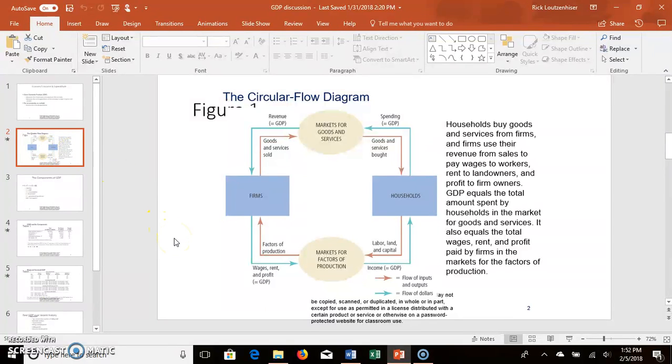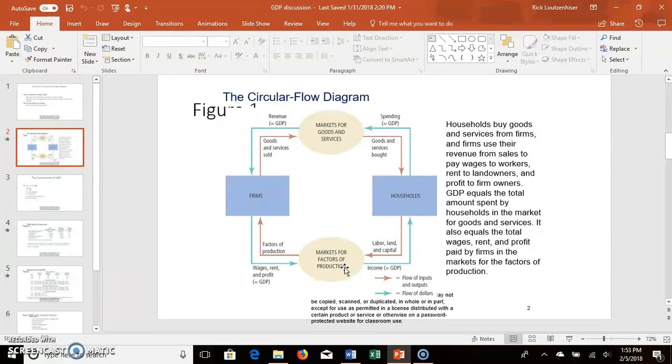And I want to pick a starting point. I'll pick firms. Here are the firms that make products and provide services in an economy. They purchase from the factors market, factors of production market. They purchase labor, land, and capital. Okay, capital is equipment. Labor, of course, is the people that work for them, and land, of course, is the place where they put their buildings.